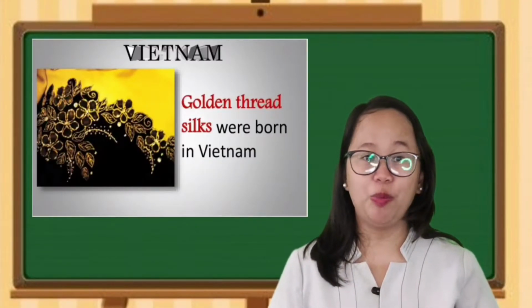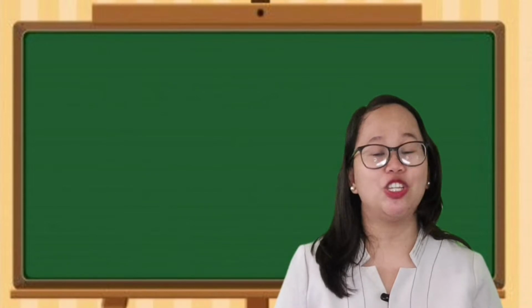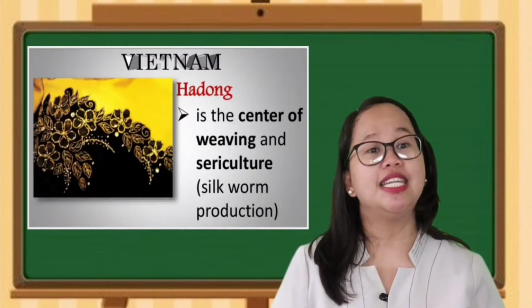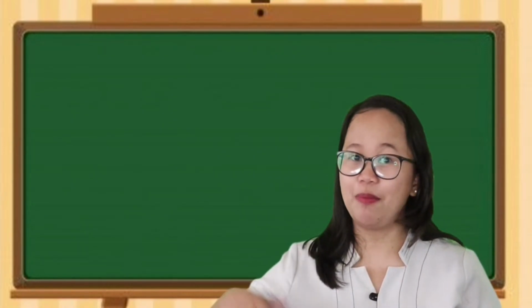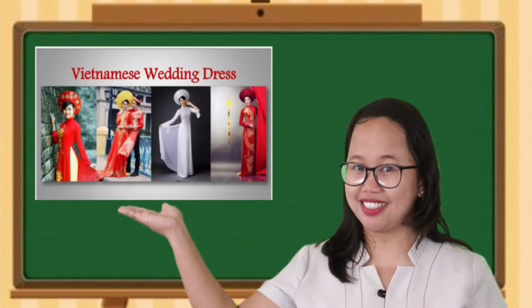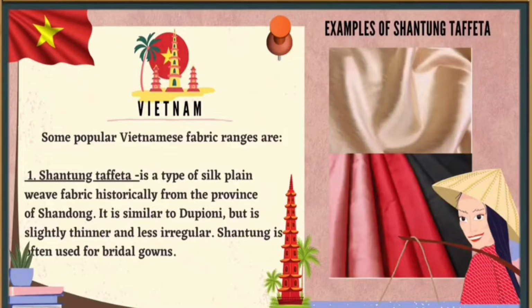Golden thread silks were born in Vietnam and originated from Hadong, the center of weaving and sericulture. Here is the example of golden thread silk. Vietnamese fabric ranges are: 1.